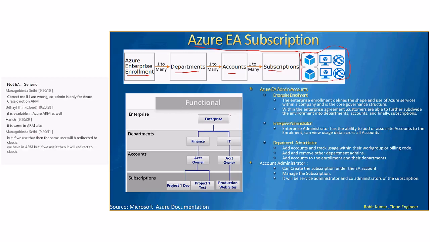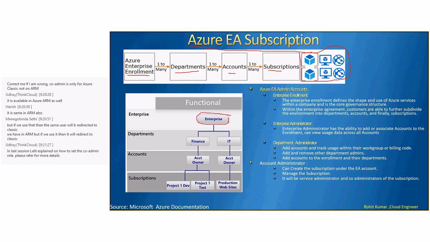Let's say you have an enterprise account here and you have multiple departments, like finance and IT, and then you make someone a department head here. He will be managing your finance department subscription. One administrator will be managing your IT. It could be an account administrator here, and then it will be dividing the subscription based on your projects.